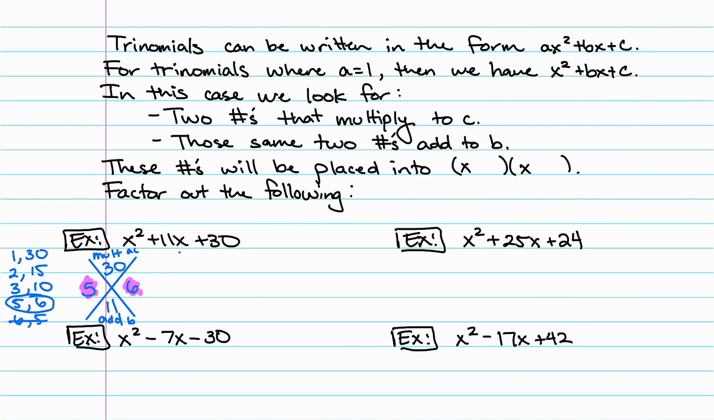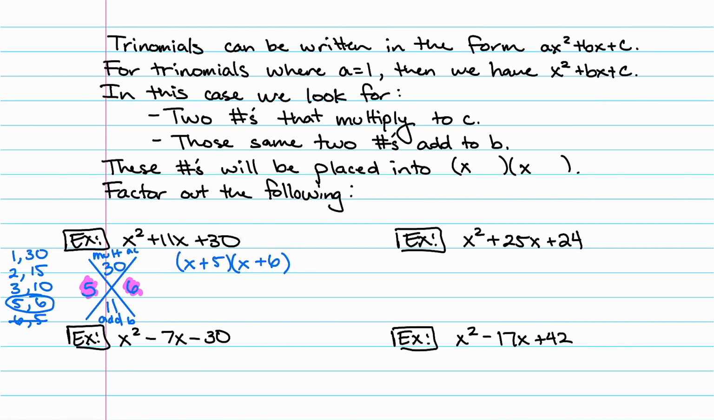That means I'm going to write this as parentheses x, and we just said that a positive 5 and a positive 6 are the numbers that both multiply to 30 and add up to 11. So I think that this is the factored form. This thing right here is the factored form of this thing right here.